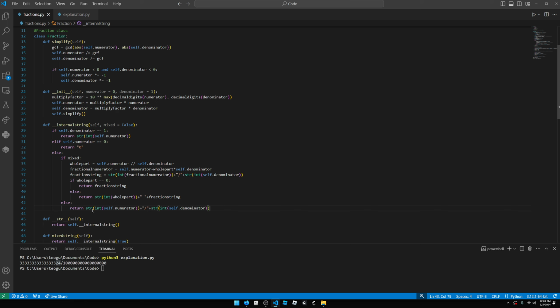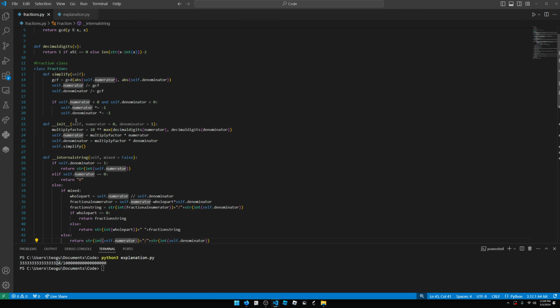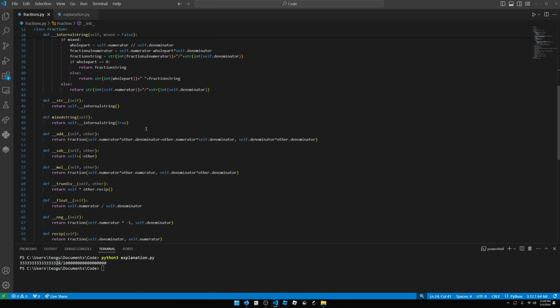And the code below is if it's not mixed, it just prints out numerator divided by denominator, because all the simplifications are already handled when operations are done. So it's not on the spot. Yeah, so there's a separate mixed string function.